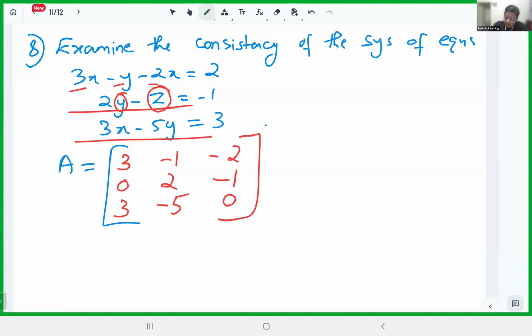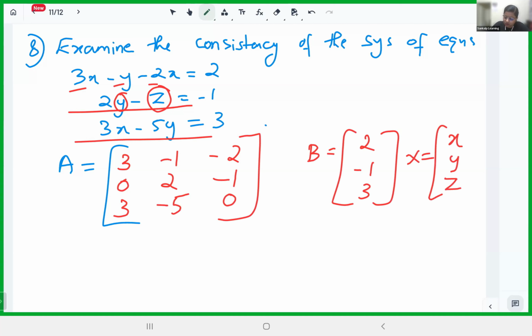All right. And what about B? You can write B as the right side elements: 2, minus 1, 3. And what is X? X is the matrix of unknowns, so that is X, Y, Z. All right. And now what you have to do?